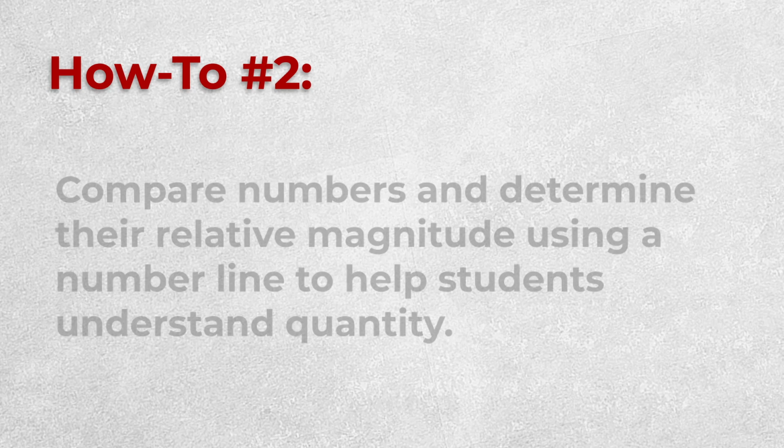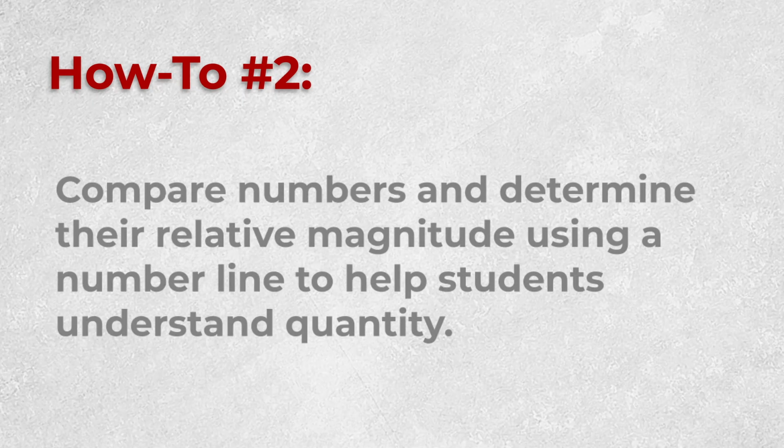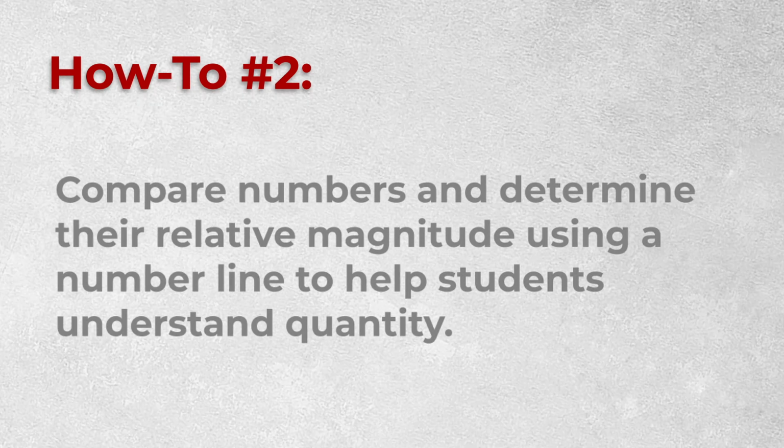The second how-to involves using number lines to teach the relative magnitude of numbers. In kindergarten through second grade, number lines can be used to compare the magnitude of whole numbers, while in grades 3 through 6, they can be instrumental in comparing the magnitude of fractions and decimals.